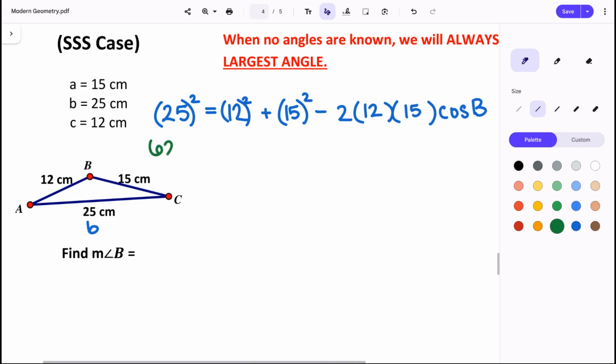625. What's 12 squared? 144. 15 squared? 225. Good, 225.